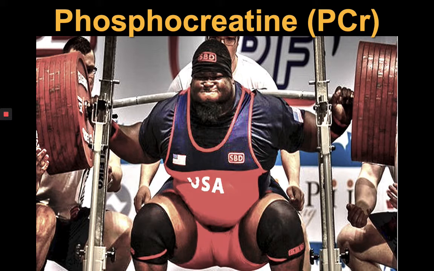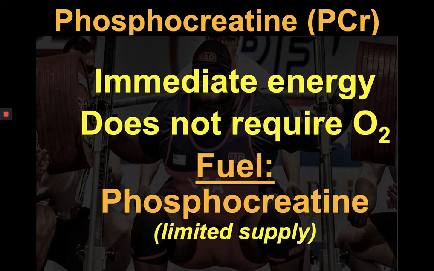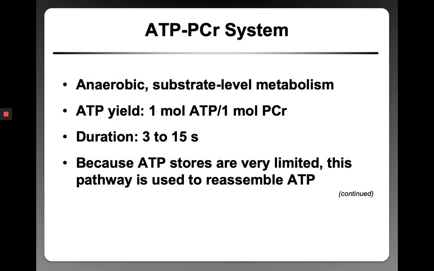So our phosphocreatine or PCR system is going to be an immediate energy source, and it does not require oxygen. This fuel is going to be utilized through phosphocreatine, and it comes in a very limited supply. This is the simplest form of an energy system that we have in our body. And we utilize this in immediate sources. I can't stress that enough. This is going to be that quick. If a bear were to come into a room and you need to get out quick, this is what you're going to use.